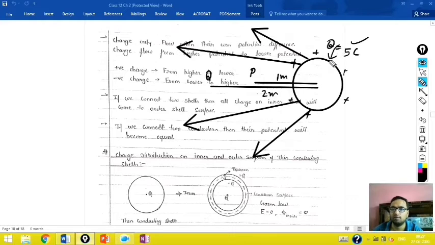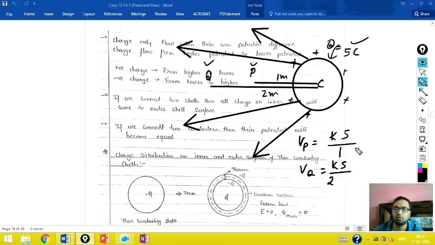That 5 coulomb charge we have given to a metal body, and one point is P, which is at 1 meter distance, and another point is Q, which is at a distance of 2 meter from its center C. If I ask you what is the potential at P, you can tell me that potential at P is KQ upon R, simple, and potential at Q is again KQ upon R, but that R is 2 meter. So we can clearly see from these two equations that potential at P is greater than potential at Q. Similarly, electric field at P is greater than electric field at Q.